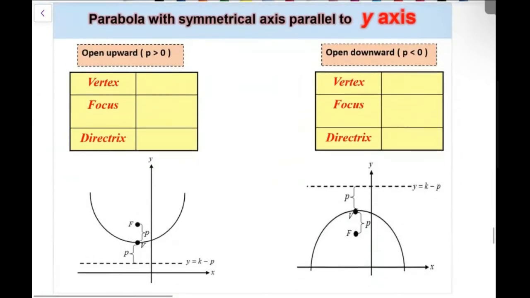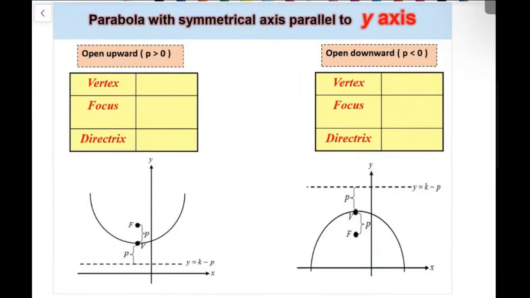Second equation, when our symmetrical axis is parallel to the y-axis, this one would involve x squared as our standard equation, which is (x − h)² = 4p(y − k). Equation dia x yang akan squared. Tadi y yang akan squared. So same as before, based on the value of p, if it's positive, dia akan open outwards. Dia terbalik dah sekarang ni. Tadi open left, open right. Now sekarang dia akan open outwards if it's positive, open downward if it's negative.